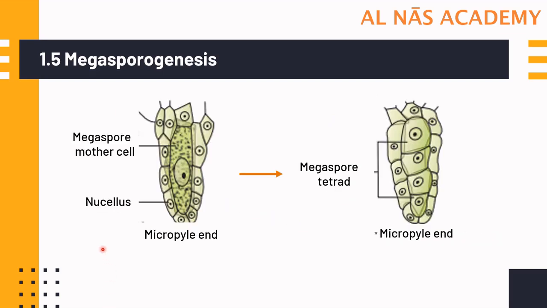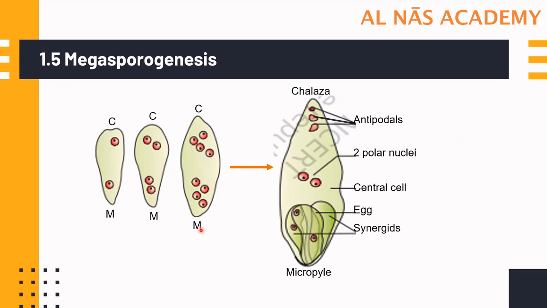Let us understand what has happened so far in megasporogenesis. The one cell which is closer to the micropyle starts behaving like the megaspore mother cell, which is diploid in nature. It undergoes meiotic division, forming 4 haploid megaspores in a linear tetrad, out of which the 3 that are closer to the chalaza end degenerate and 1 survives, which is towards the micropyle end. The megaspore undergoes 3 mitotic divisions of the nucleus, that is karyokinesis, forming 8 nuclei.